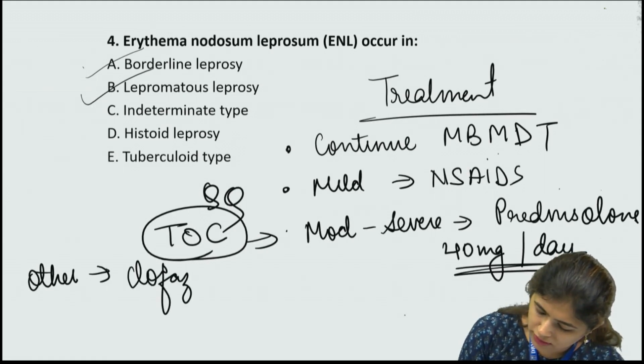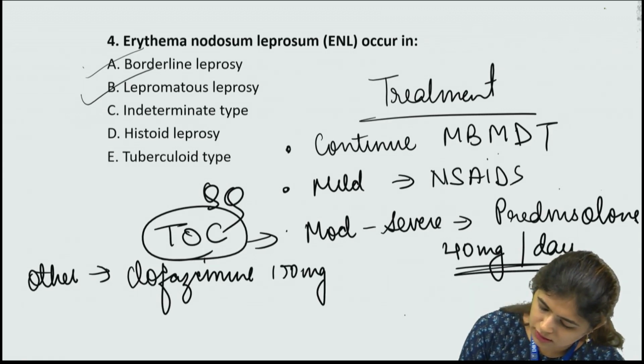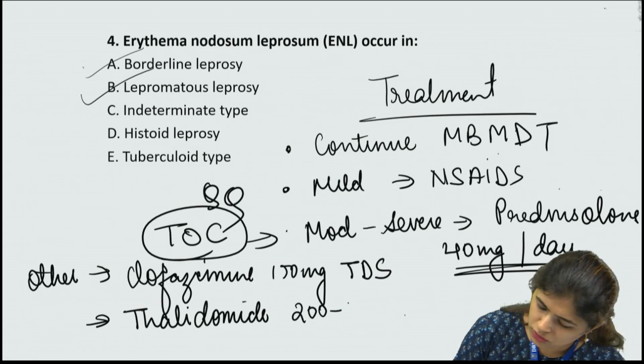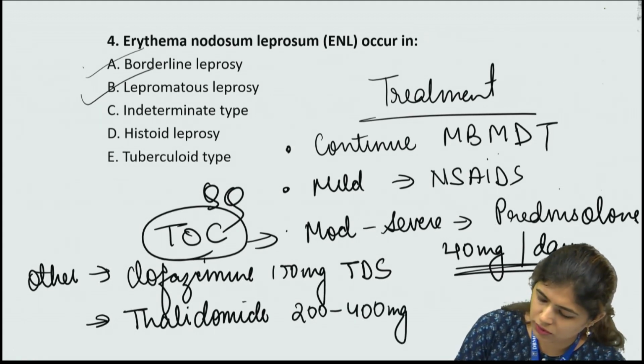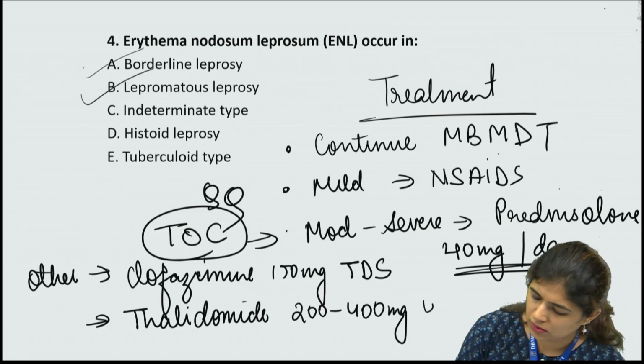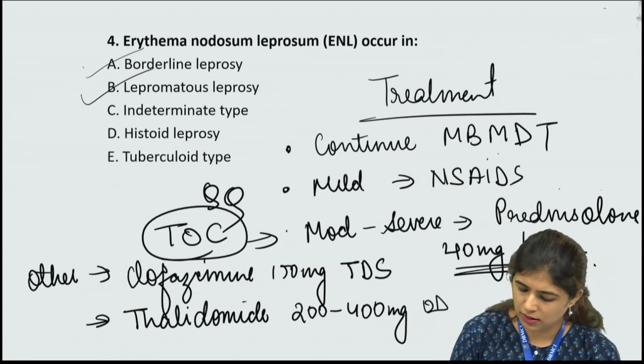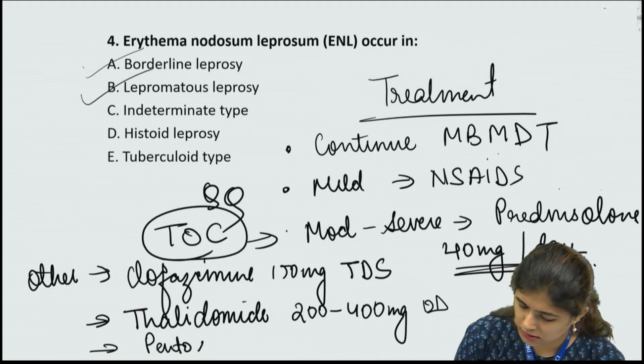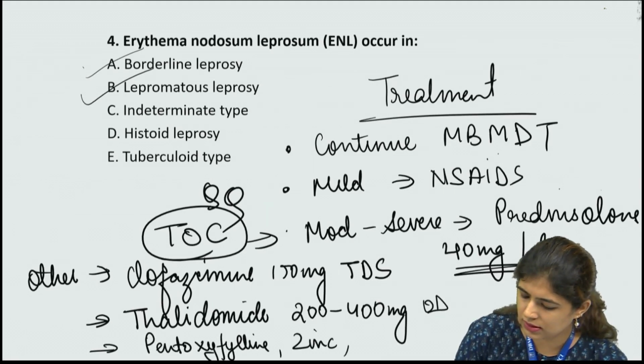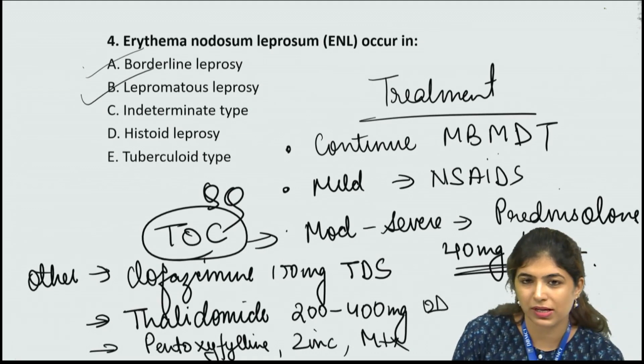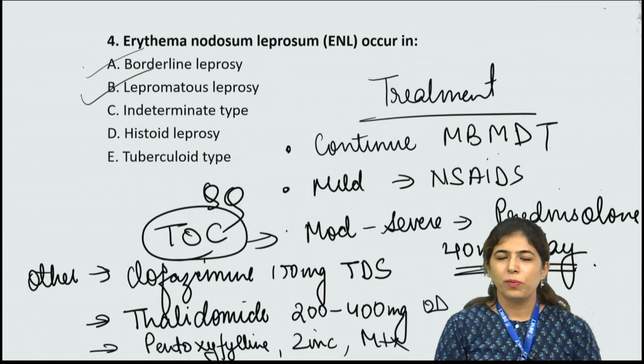Increase the dose of clofazimine 200 mg TDS, or give thalidomide 200 to 400 mg OD. Okay. Some other drugs include pentoxifylline, zinc, methotrexate. I hope I'm clear to all of you.